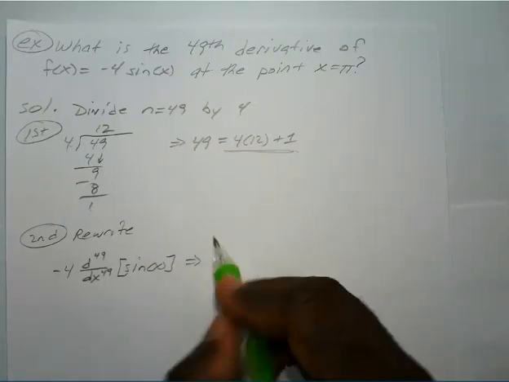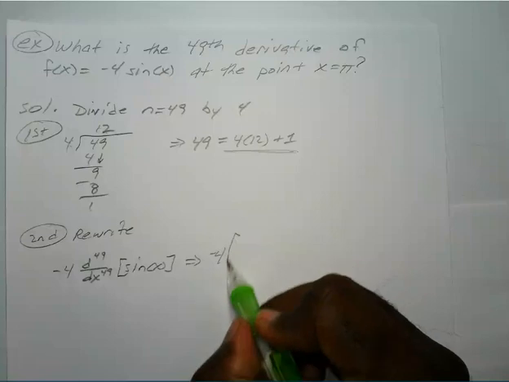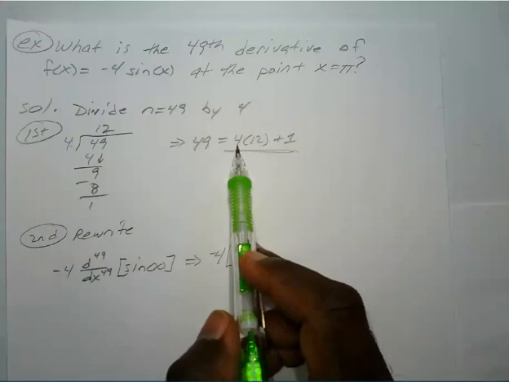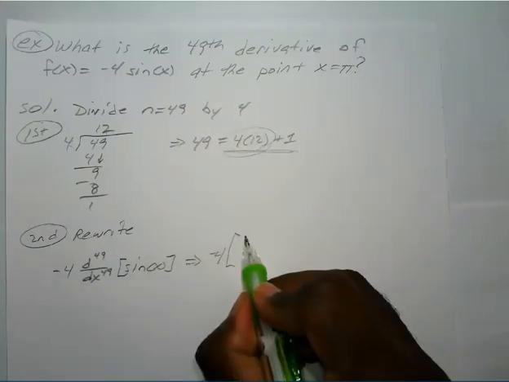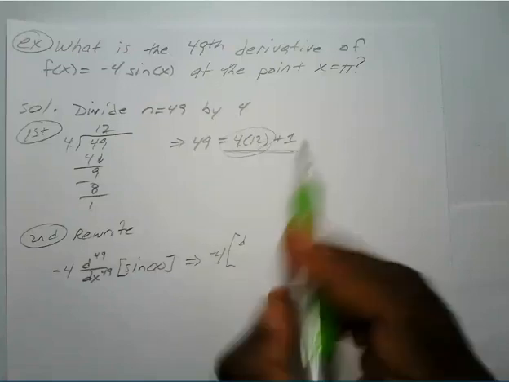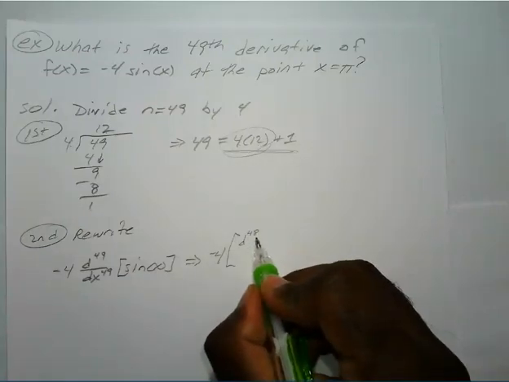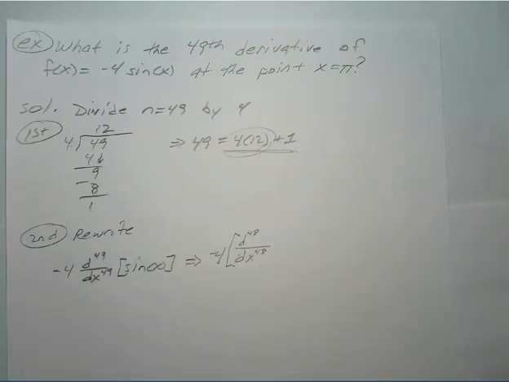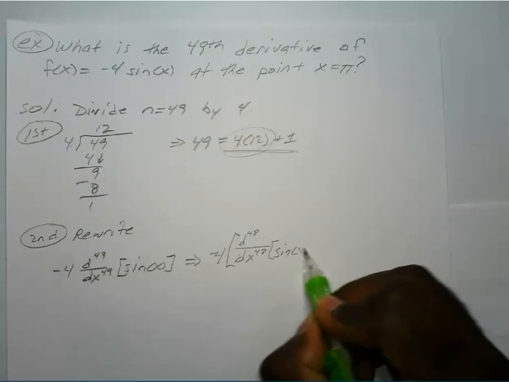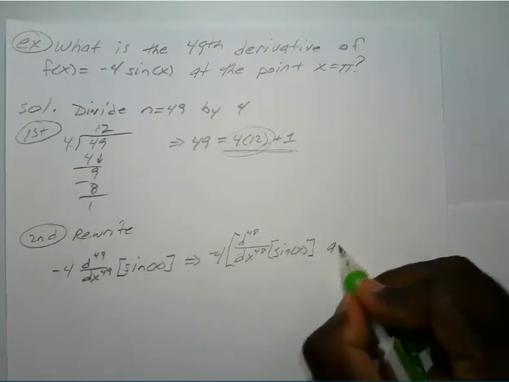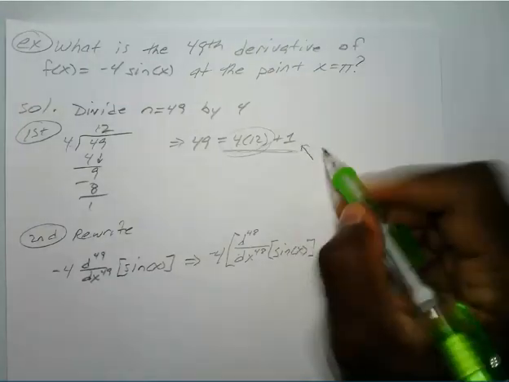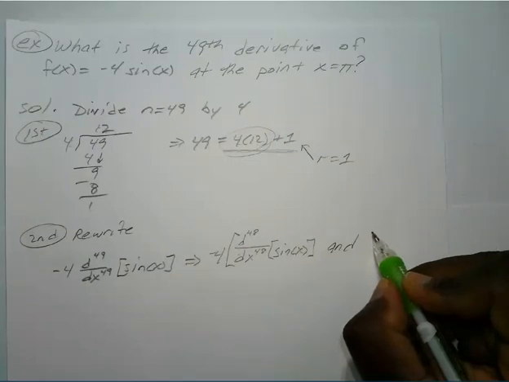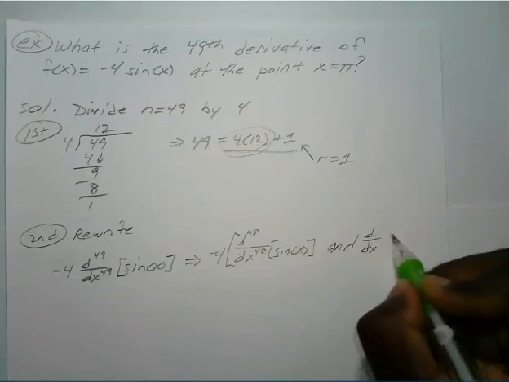So you have the -4, and I'm just going to put the -4 right on the outside there so we don't have to write it for each one. So you have the 4 times 12. The 4 times 12 is 48. So you have the 48th derivative of sine of x, and you have the remainder derivative. So that's just r equals 1, so that's just the first derivative. So you have the first derivative of sine of x.